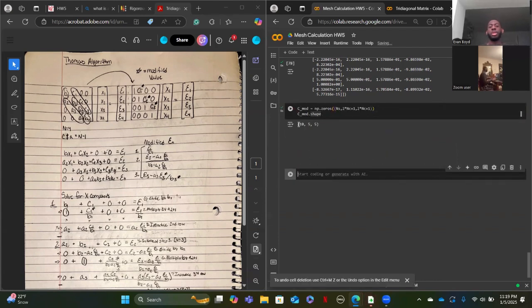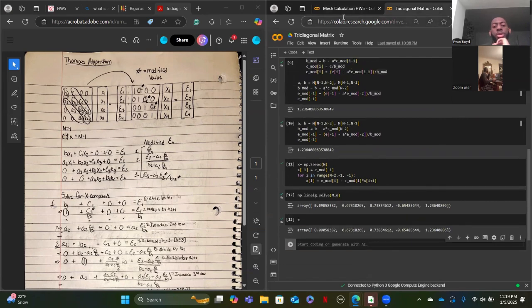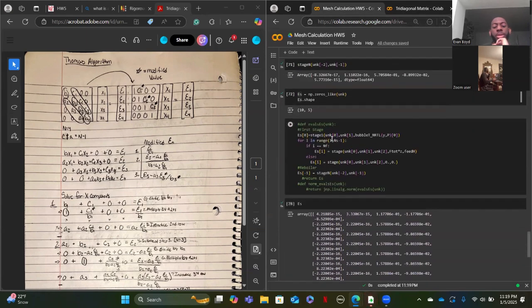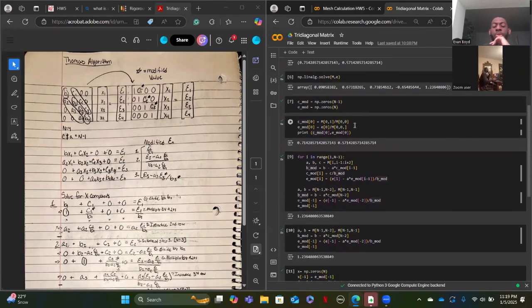And then you see now we have a shape of 10 by 5 by 5. Okay, so now let's get started. We kind of do the same thing we did up here a little bit, but the only thing is now we're using our modified.